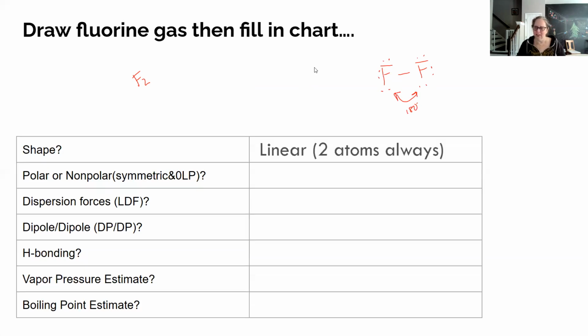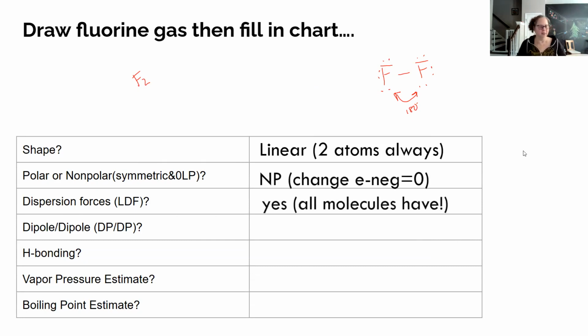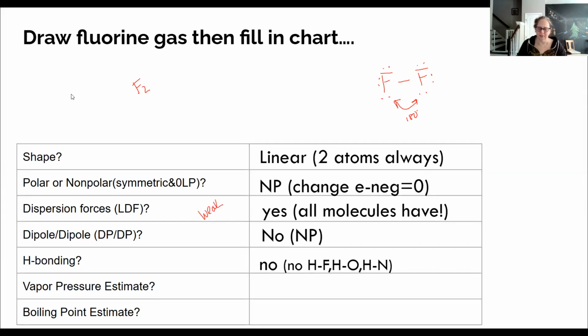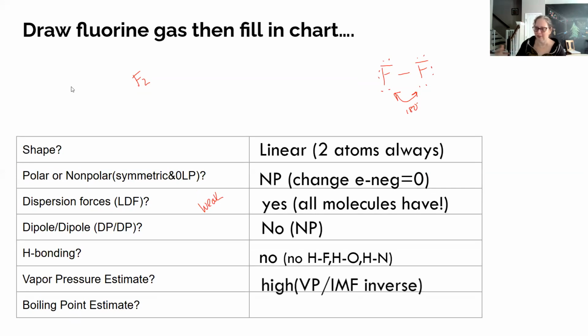The change in electronegativity, 4 minus 4, is 0, nonpolar. All molecules have dispersion, but it's nonpolar, so it has no dipole-dipole. It has no hydrogens, so even though it has fluorines, there's no hydrogen bonding. What's its vapor pressure? It is nonpolar. It only has the weakest IMF, which means it's going to have the strongest vapor pressure. It is going to quickly and rapidly give in to that vapor pressure to change to a gas, which means its boiling point is going to be low.